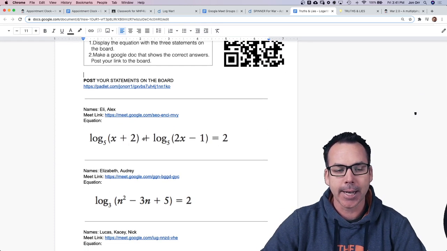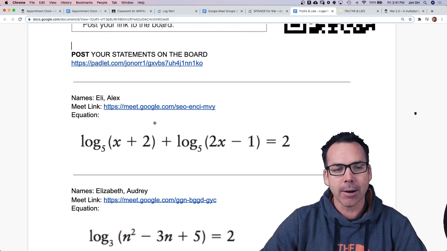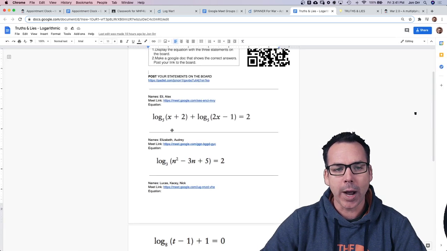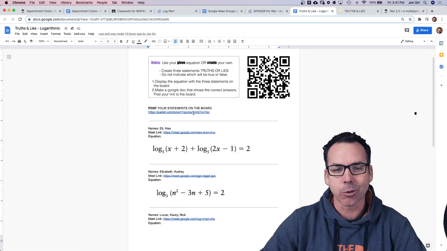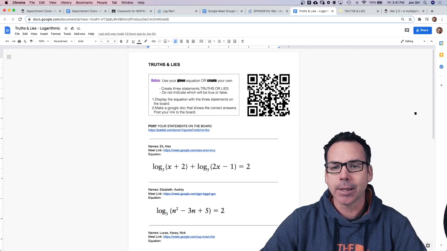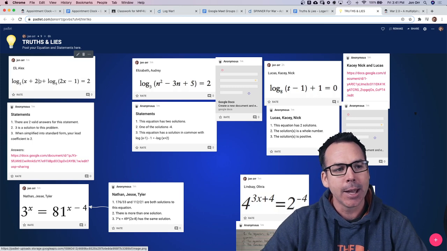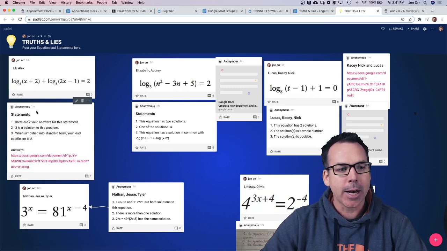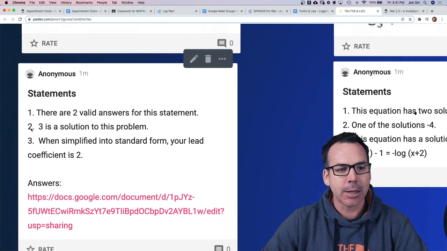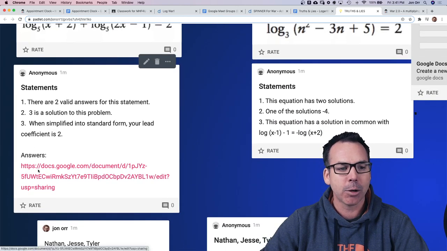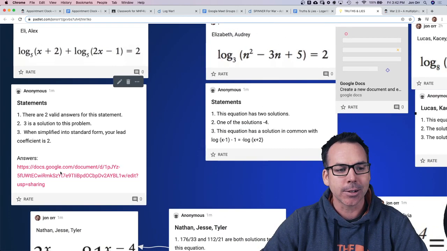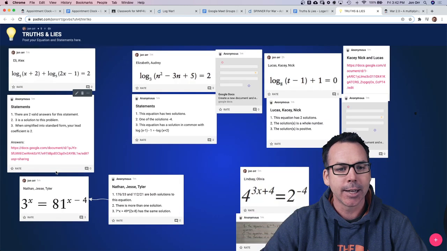Partners, I did this today, or I did this yesterday. And they would go there and they would work on their statements. And then while they were working on their statements in that small group setting, they would go to this Padlet I created. They'd scan and upload a picture of their work. So they upload their expression and then they'd upload their statements. You can see that they would write the statements, and then they'd create a little Google Doc to say the answers, like which ones are true and which ones are lies.